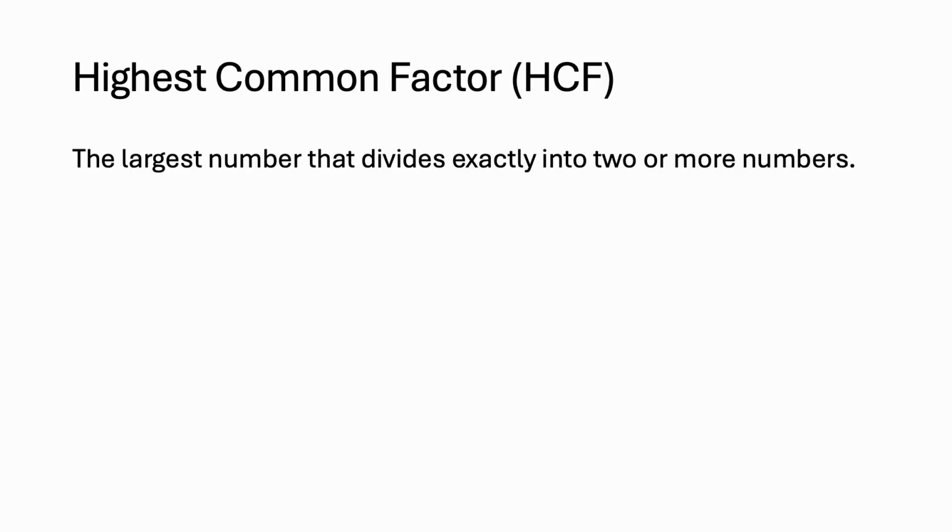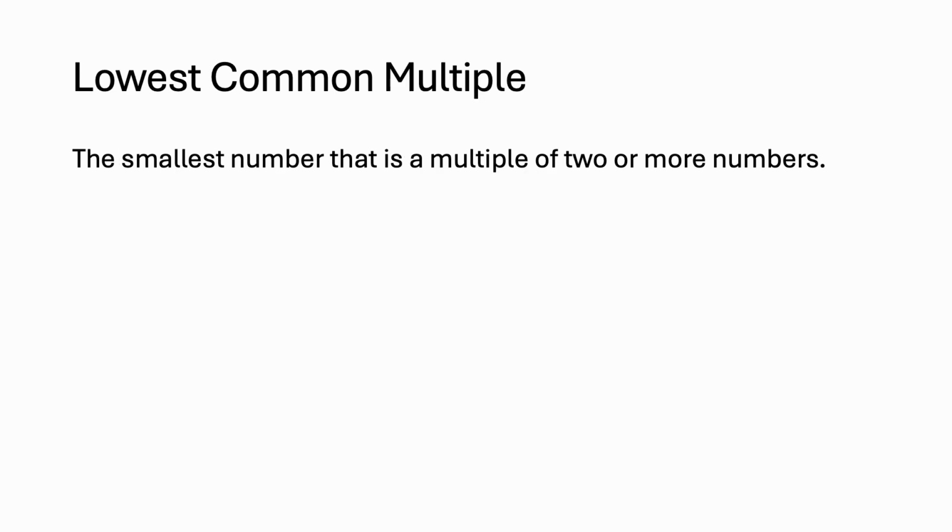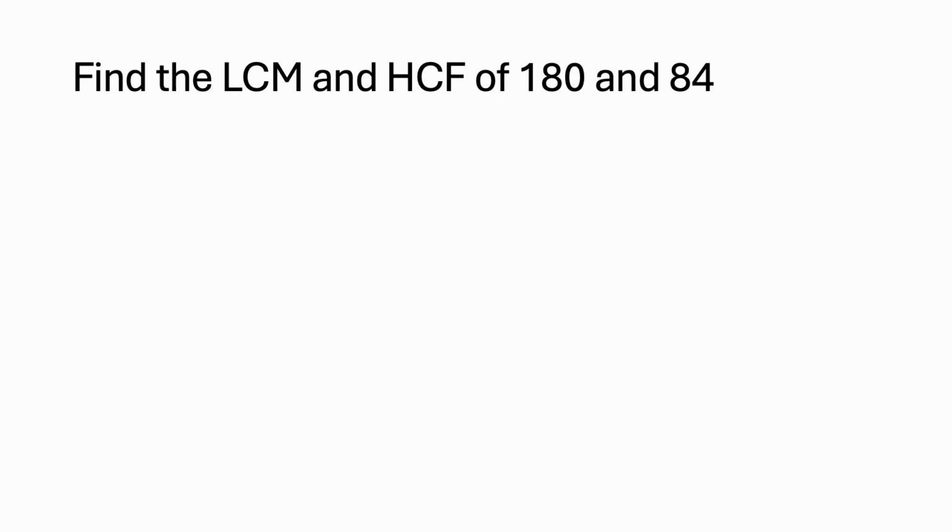Okay, highest common factor. The HCF, or highest common factor, is the largest number that divides exactly into 2 or more numbers. The lowest common multiple, also known as the LCM, is the smallest number that is a multiple of 2 or more numbers. So if a question says, for instance, find the highest common factor and the lowest common multiple of 180 and 84.